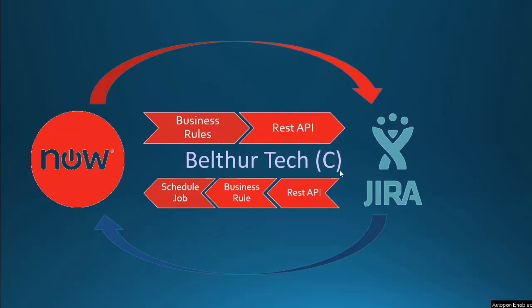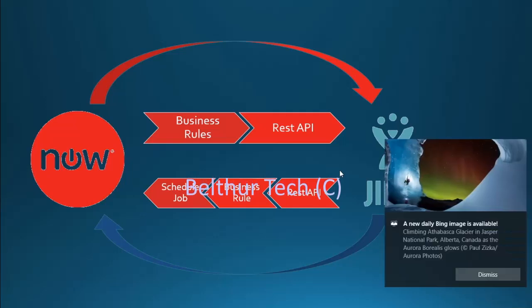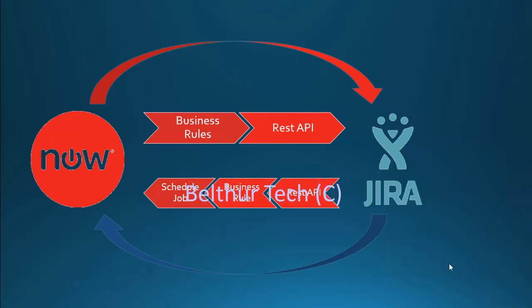A scheduled job you can run anywhere between every 5 seconds to once or twice a day. So depending on the business need, you can schedule this job. Now we'll see how to set up JIRA and ServiceNow to ensure this solution works.